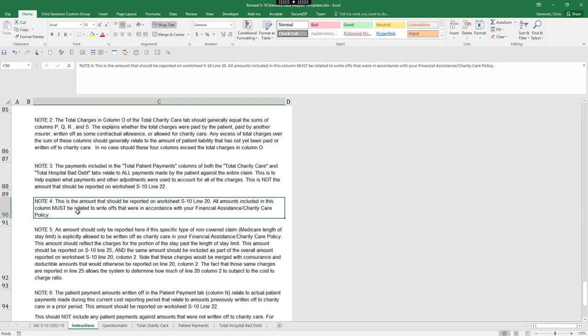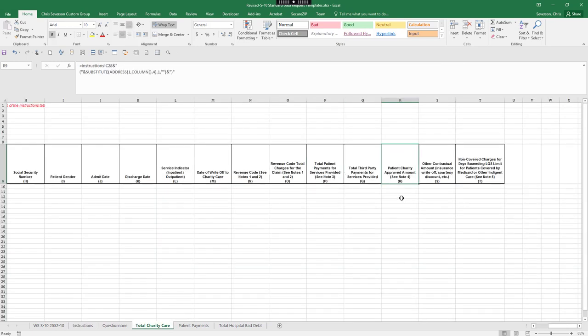So, note 4. This is the amount that should be reported on worksheet S-10 line 20. All amounts included in this column must be related to write-offs that were in accordance with your financial assistance or charity care policy. So let's take a look at where note 4 is. We've said this before, it's the patient charity care approved amount. It says see note 4. This column right here is what goes on worksheet S-10 line 20. That's all we're looking for. The other columns just help support or explain that amount.